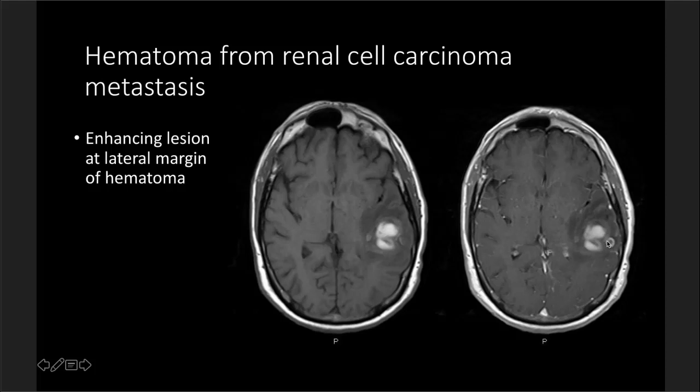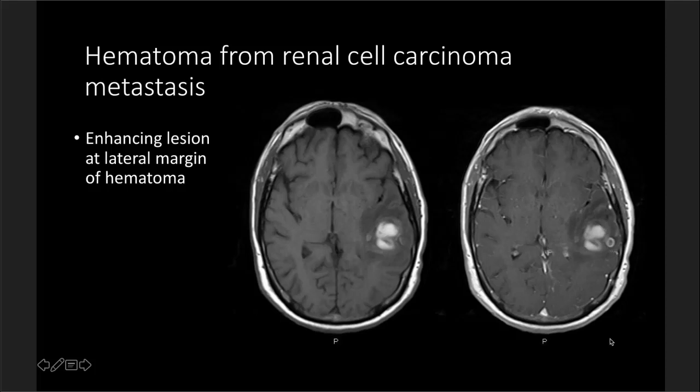So here you can see on the pre-contrast, this area is intermediate signal intensity, and on the post-contrast, there's this nodular enhancing lesion at the margin of the hematoma, and this turned out to be a metastasis from renal cell carcinoma that caused a hemorrhage in the brain.